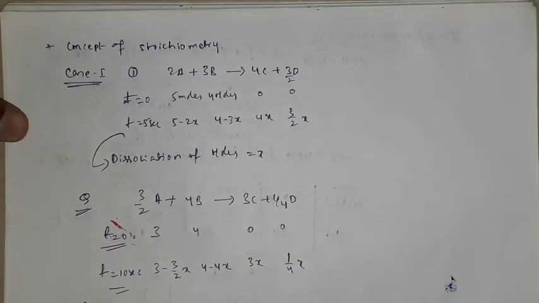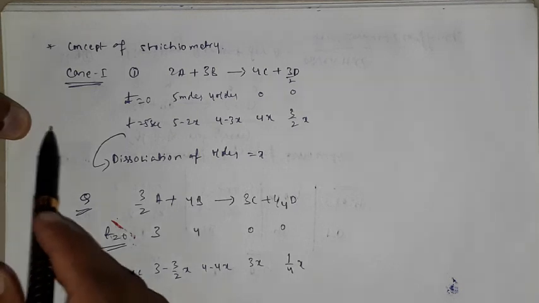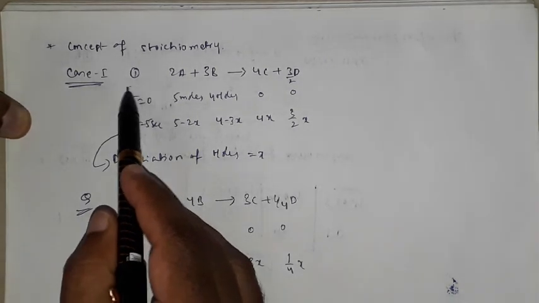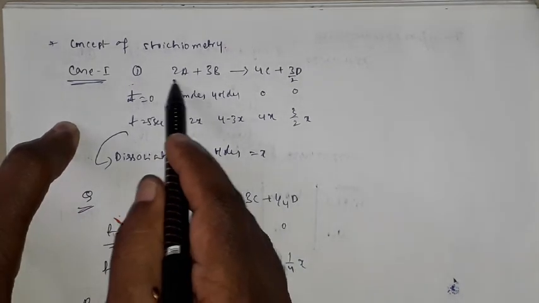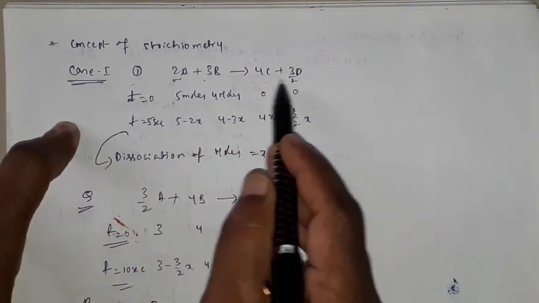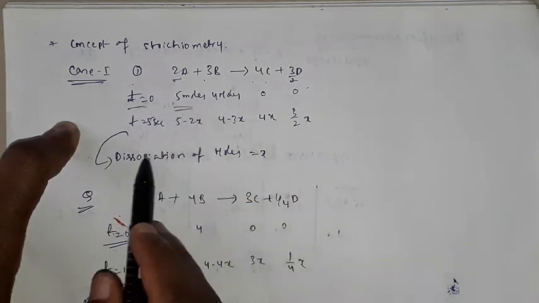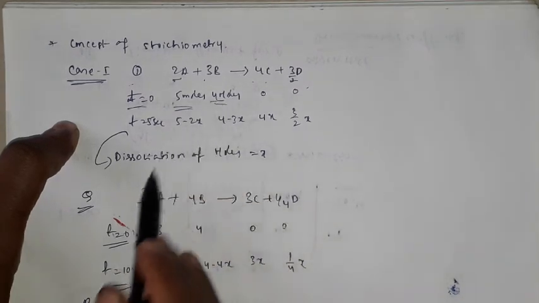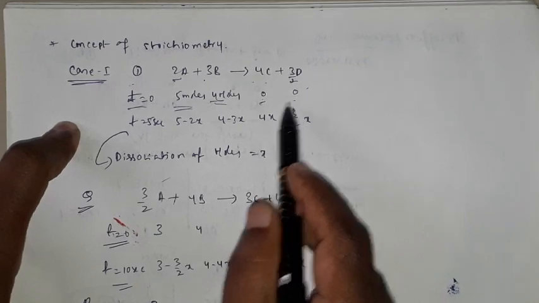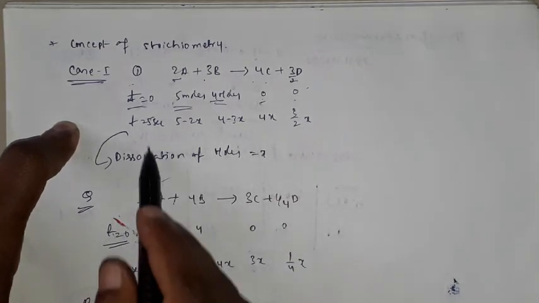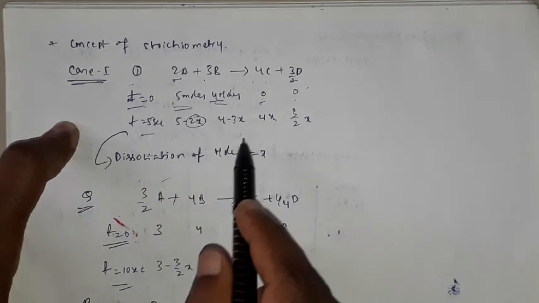I'm going to discuss the concept of stoichiometry. Case 1: the equation taken is 2A plus 3B gives 4C plus 3D. At time t equal to 0, 5 moles of A and 4 moles of B are given. Initially C is 0 moles and D is 0 moles. After time 5 seconds, some amount of A has reacted, that is 2x.